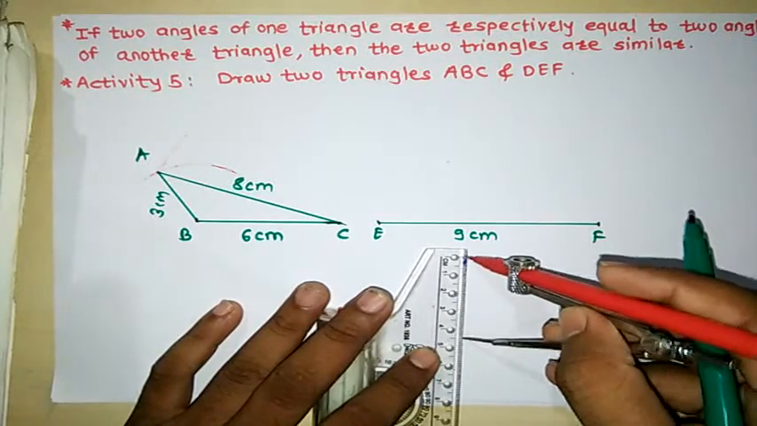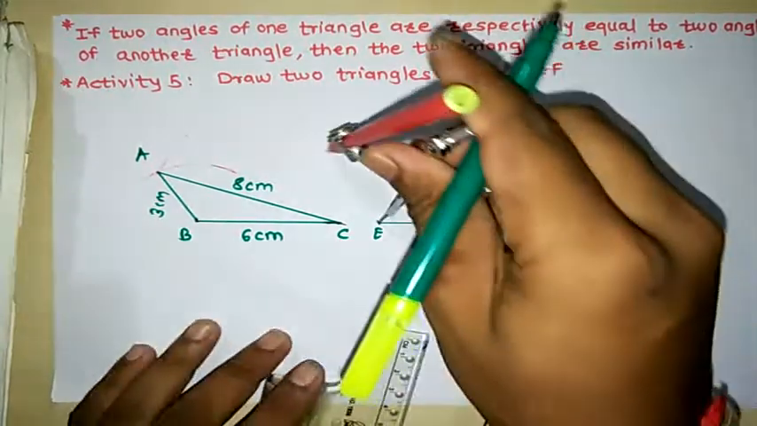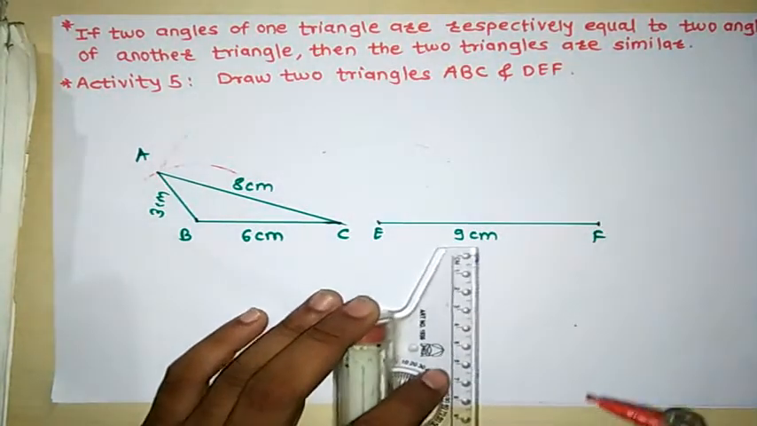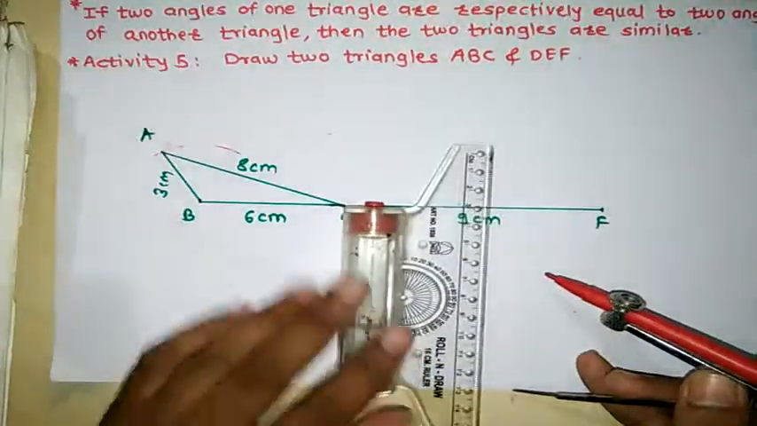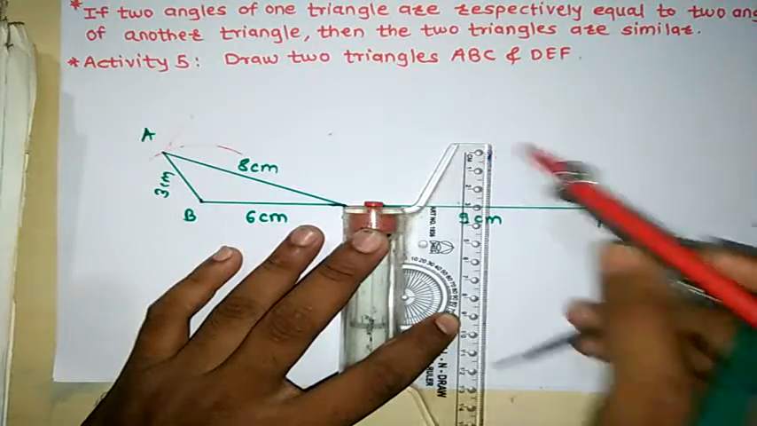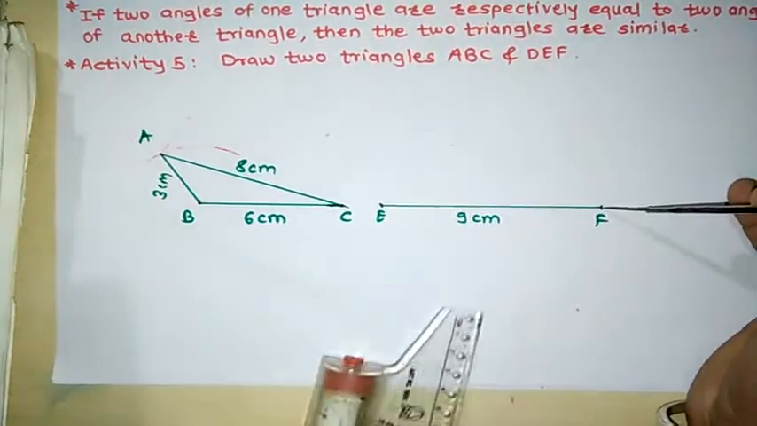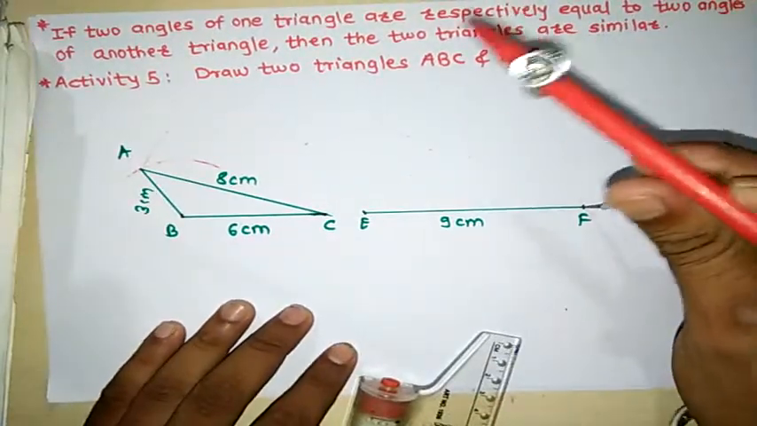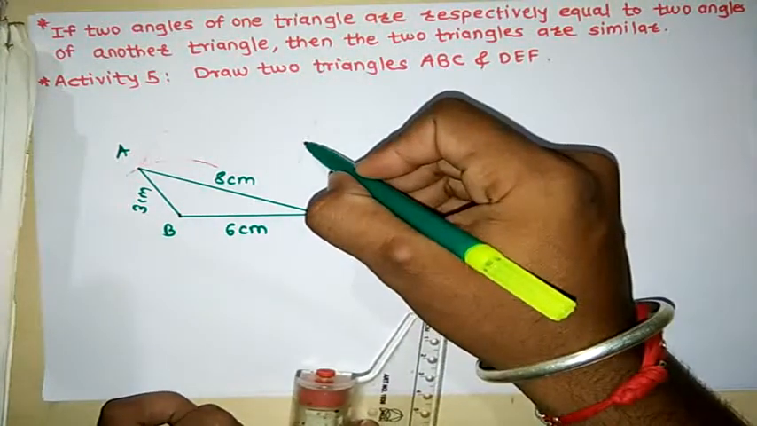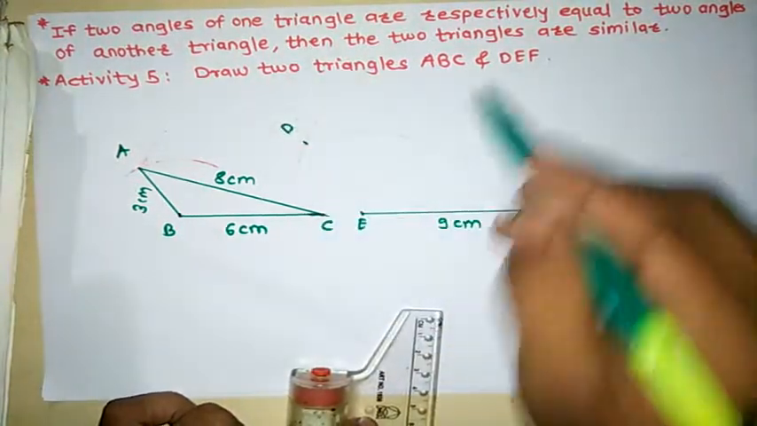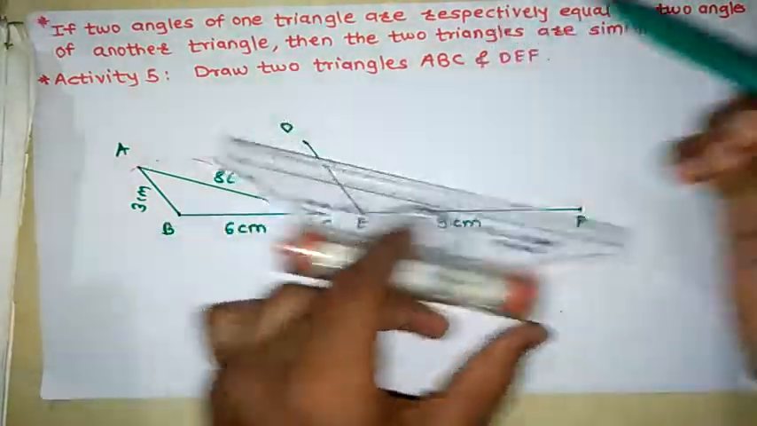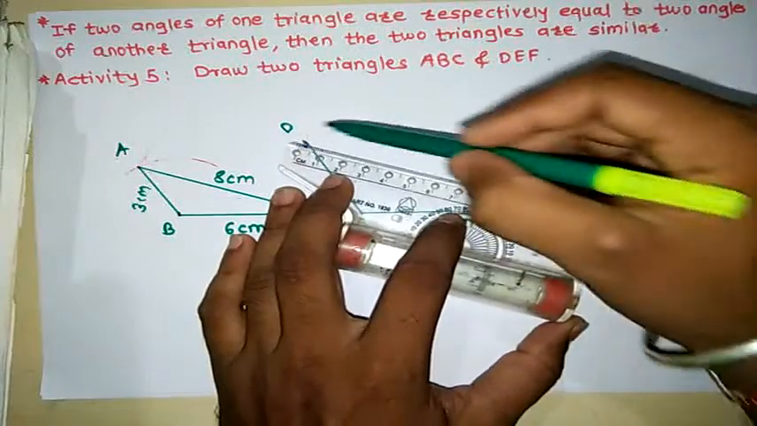Take it in the compass, put it at point E and mark one arc. After that, take a 12 centimeter distance in the compass, and put the compass at point F and mark another arc like this. Both arcs will cut at this point. Name this point D, because we have to draw the second triangle DEF. This is the second triangle DEF.